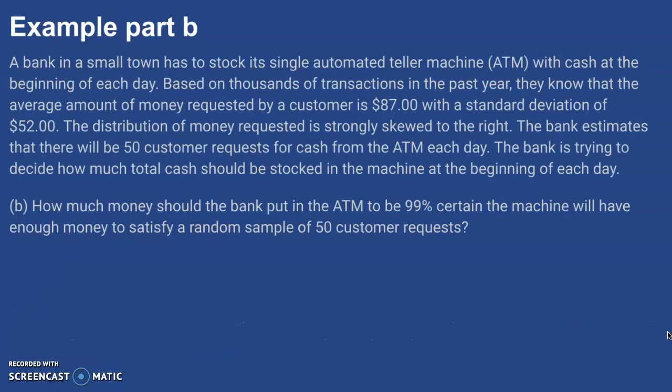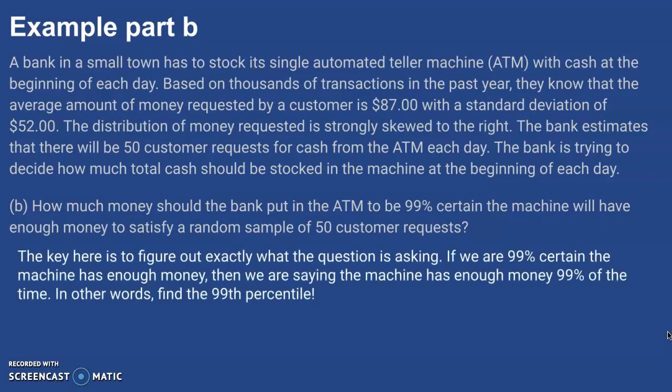Okay, so let's look at the next part. So same bank, same situation. How much money should the bank put in the ATM to be 99% certain the machine will have enough money to satisfy a random sample of 50 customer requests? All right, so the key is to figure out what they're asking exactly. If we're 99% certain that the machine has enough money, then what we're saying is the machine will have enough money 99% of the time. In other words, find the 99th percentile.